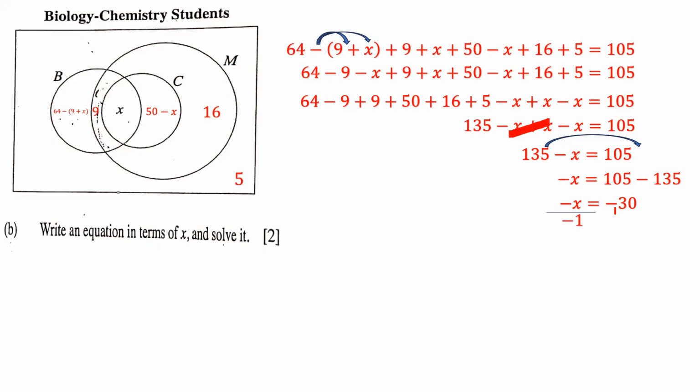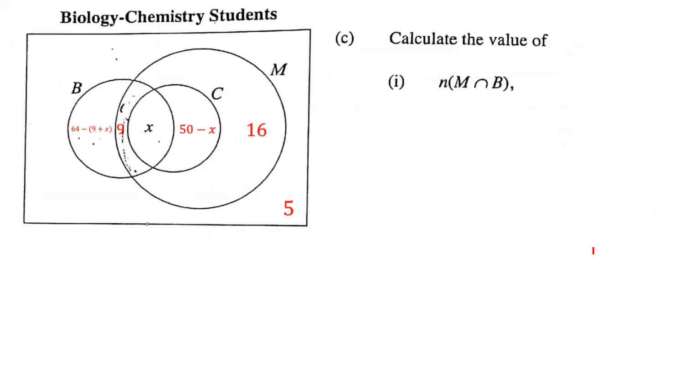Divide both sides by negative 1. We cancel, so x is going to be equal to negative 30 divided by negative 1, which is equal to 30. So x is equal to 30. Now let's move on to the next question.